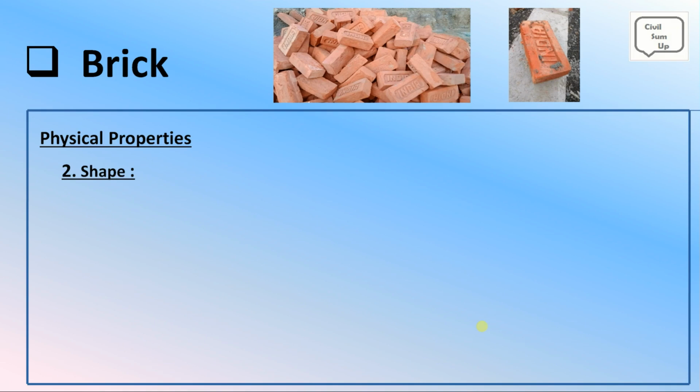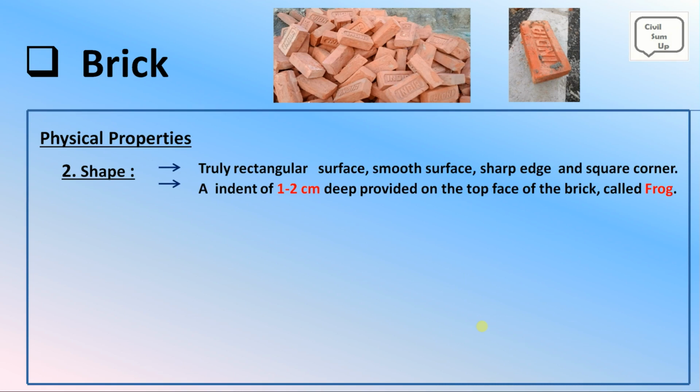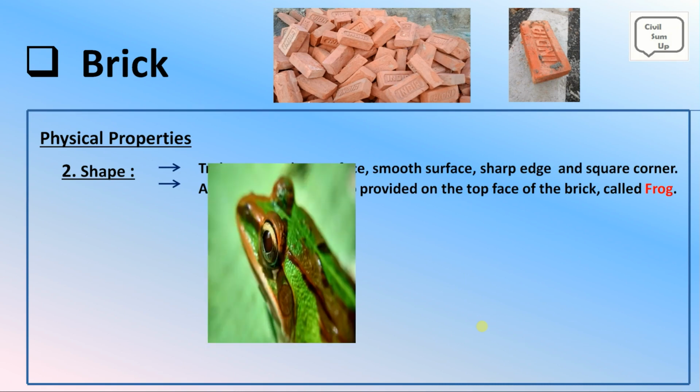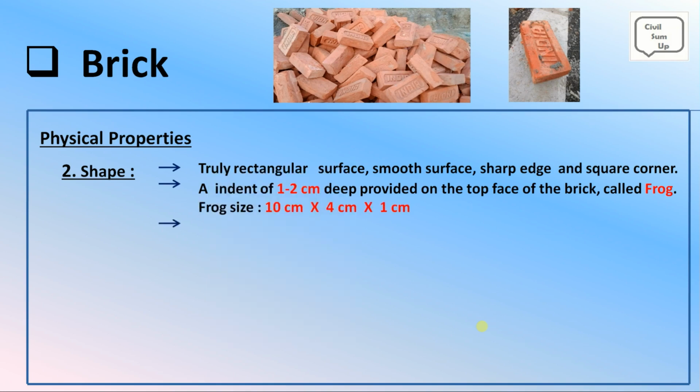So let's talk about the second physical property, that is the shape. A brick should be truly rectangular with a smooth surface and sharp edges with square corners, and an indent of 1 to 2 cm deep provided on the top face of the brick, called the frog. So I am not talking about this type of frog, I am talking about this. The frog dimension is 10 cm by 4 cm by 1 cm, and the depth varies from 1 to 2 cm. Frog is basically provided to get a good bond between mortar and bricks.